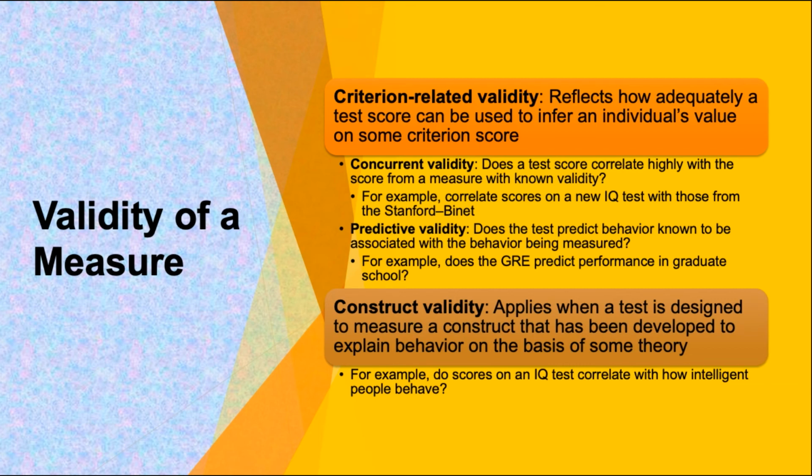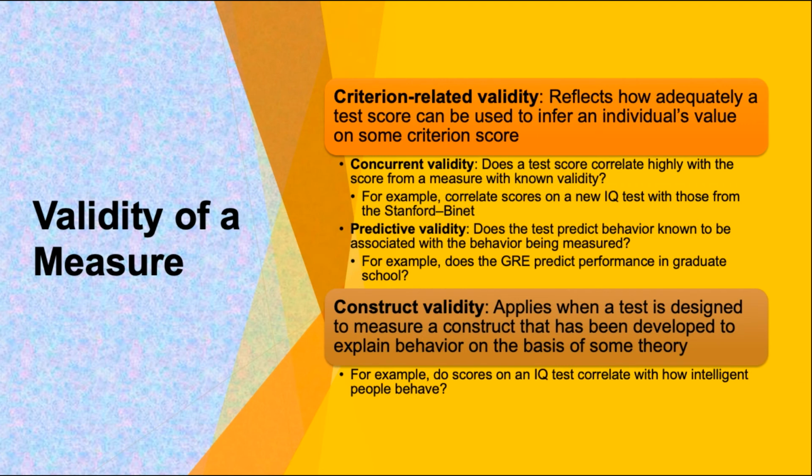Then the last one, we have construct validity. It applies when a test is designed to measure a construct which is not directly observable, that has been developed to explain behavior on the basis of some theory. For example, constructs include such variables as intelligence, self-esteem, and achievement motivation.